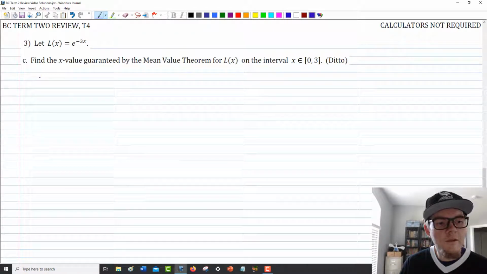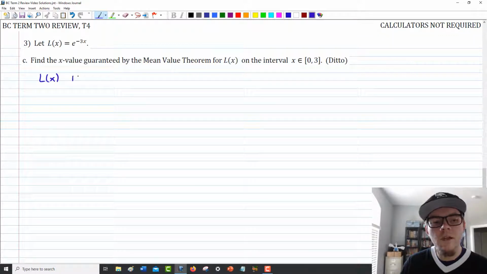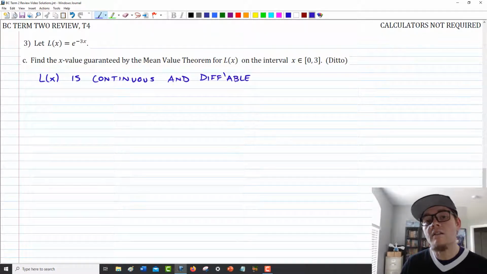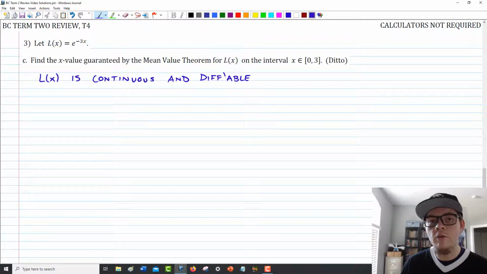So first of all, I'm going to state that since L of x is exponential, L of x is both differentiable and continuous. This is important, particularly in a free response section, because you're expected to state and demonstrate that all necessary conditions are met when you're proving something or working through a solution on the AP exam, at least on free response. So L is continuous and differentiable, which means the mean value theorem applies.